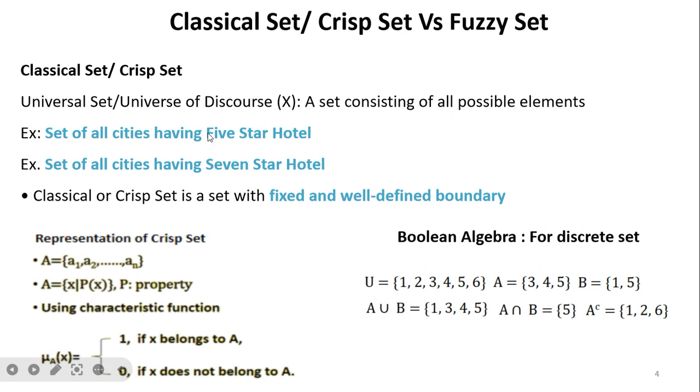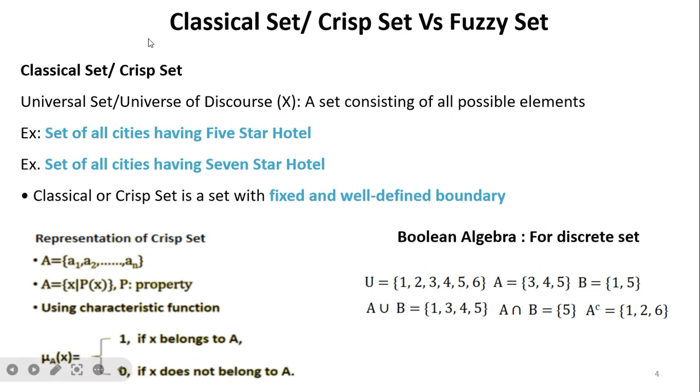If it satisfies the property, it comes under the set. If not, it will not come under the set. Same example, that is the cities having a 7-star hotel. This is nothing but the representation of the crisp set. It consists of the elements from A1 to AN, but these elements are included if they satisfy this particular property. So the property may be 5-star hotel or 7-star hotel. So their membership values are only 1 or 0: 0 if it does not belong to the set, in which case we do not include it in the set, and 1 if it belongs to the set A.